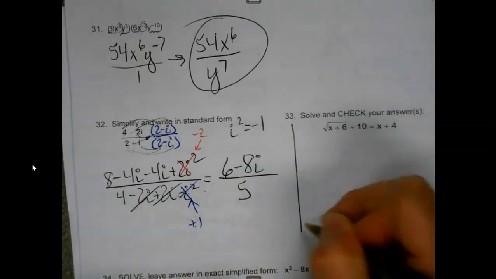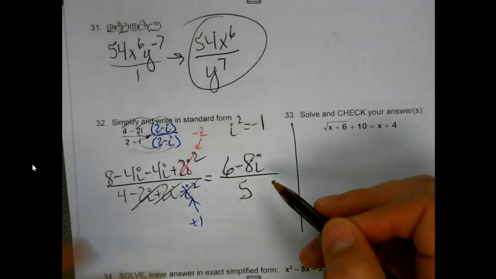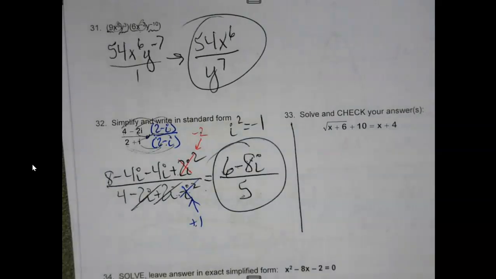If all 3 of those coefficients had a number I could divide out, I would. But there's not one that goes into all 3, so I can't.